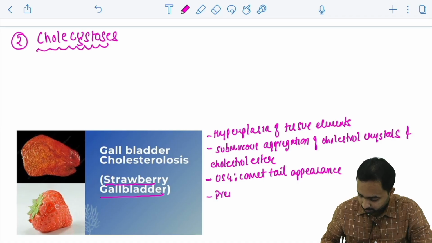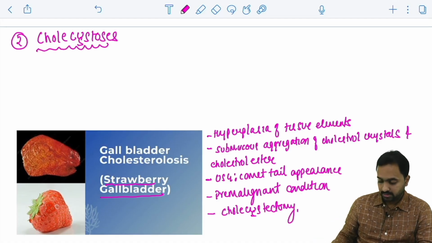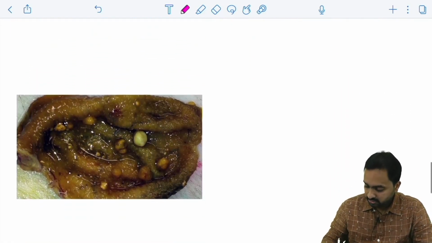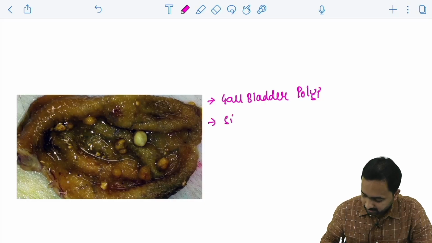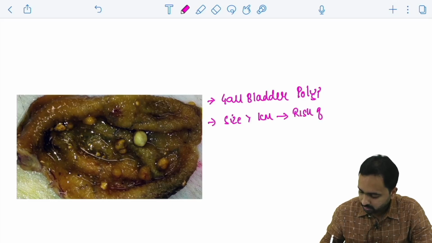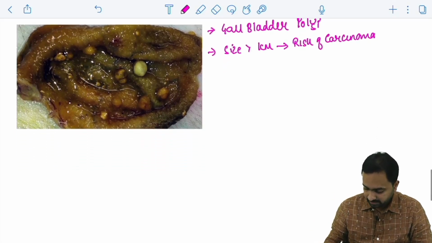It is a pre-malignant condition. We need to do a cholecystectomy for this patient. The next image which is showing is of gallbladder polyp. What I want you all to remember is that when the size is more than 1 centimeter, it is a risk of carcinoma, and that is when you need to operate on it.